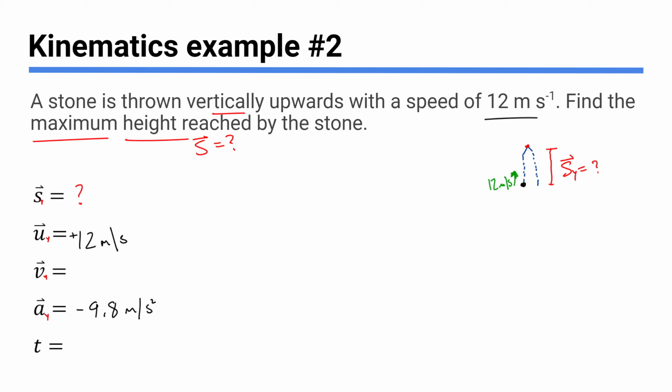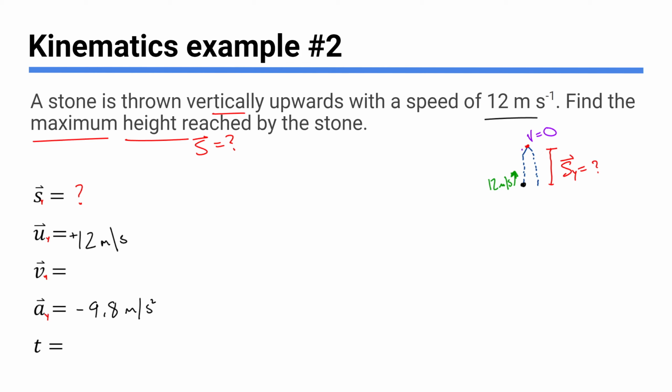And think about it. For the split second that the stone is up here, how fast is it going? Well, I would say it's at rest. The stone is at rest. Yeah, picture throwing something up in the air. It does momentarily stop right at the top.